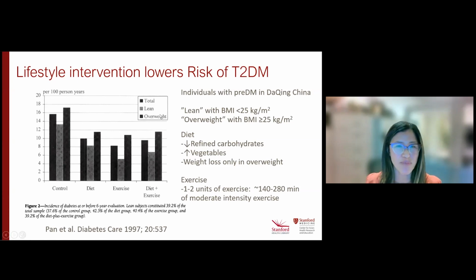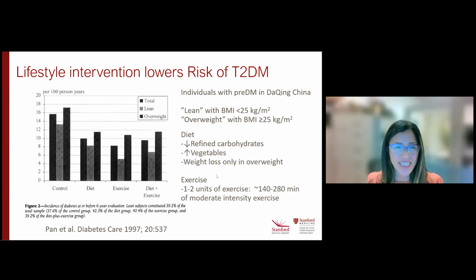And it was true in individuals defined as being lean. Here it was defined as BMI less than 25 or over 25. There are components of the diet that they focused on: decreasing refined carbohydrates like rice, and increasing vegetables. In this particular study, they only focused on weight loss in overweight individuals, but there actually wasn't a great degree of weight loss in this particular study. And then there was a big push for exercise.